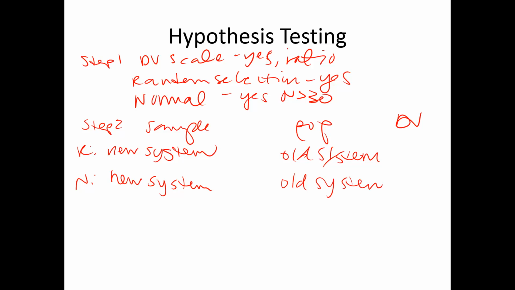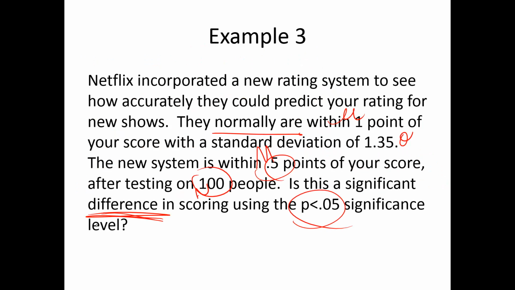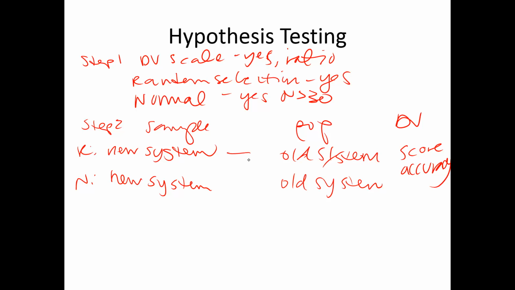And then what's our DV? So how close are they to your score? So let's call that score accuracy or something. So how accurate are they predicting your score? What's the difference between the scores? So we're not predicting any one direction, so I'm going to use a two-tailed test, which means it'll be greater than or less than. I'm not picking a side. So that is a two-tailed test there.